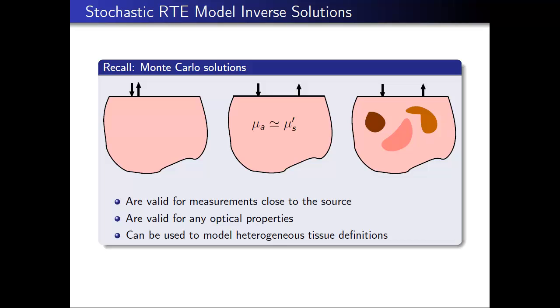So before I describe perturbation and differential Monte Carlo, I want to remind you why you might use a Monte Carlo solution. You can use them for measurements very close to the source. They're valid for any optical properties. You don't need mu s prime to be greater than mu a. And they can be used for any type of tissue, very heterogeneous tissue definitions.